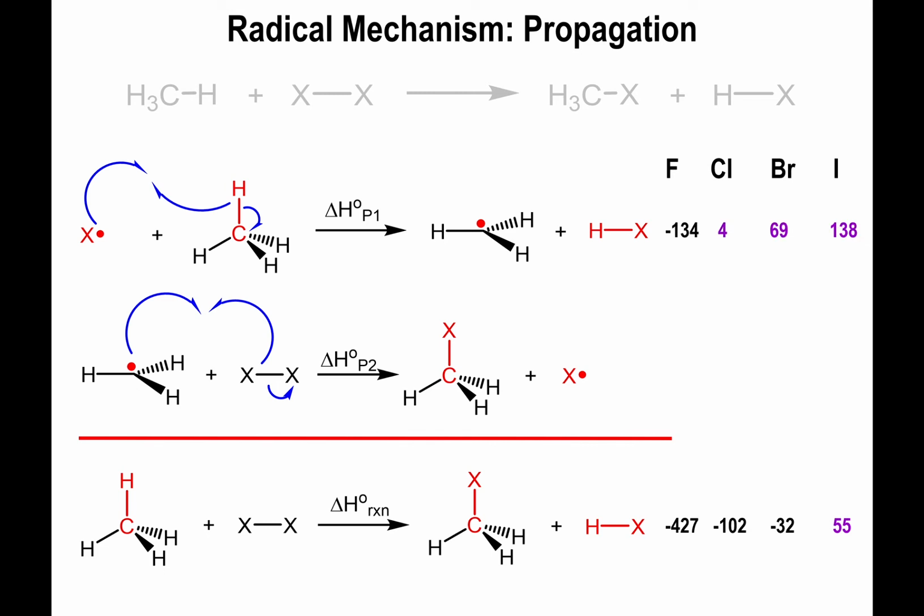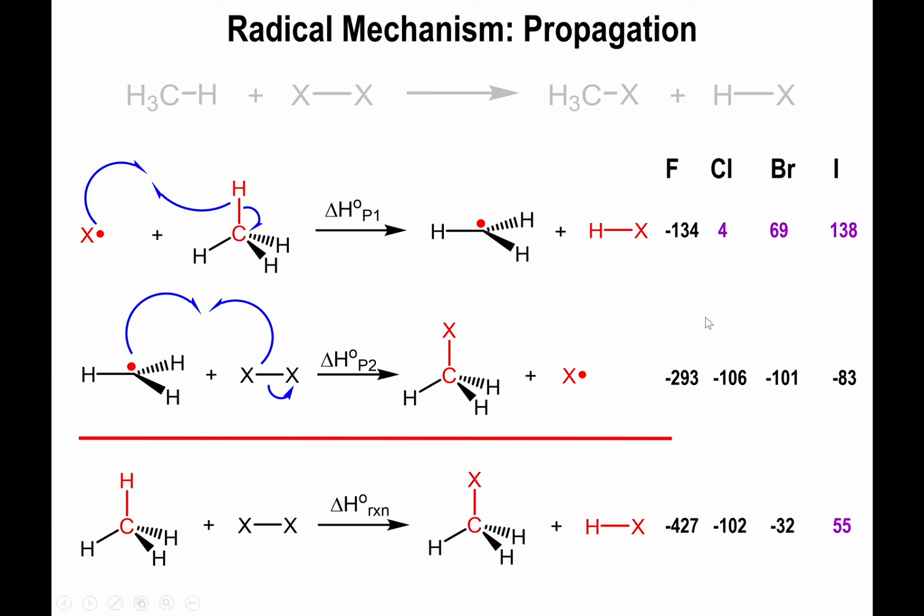So if you perform the same calculation, notice here that for the first propagation step, the only bond that's broken is the C-H bond. In the first propagation step, the only bond that's formed is the H-X bond. So you will subtract the value of C-H with the value of H-X, and that will yield the values that you see here on this row. Likewise, if you look at the second propagation step, the only bond that's broken is the X-X bond. The only bond that's formed is the C-X bond. So you subtract the values for the X-X bond with the value of the C-X bond, and you will get the following values.